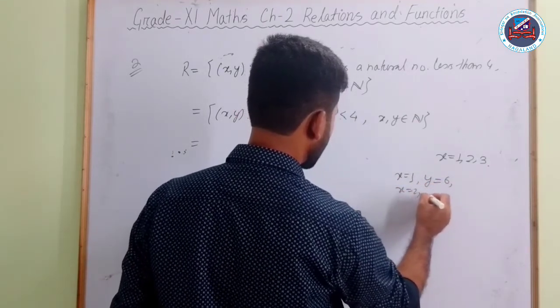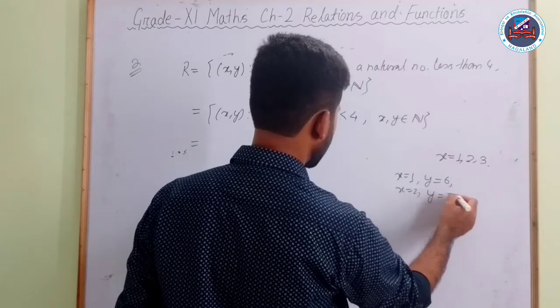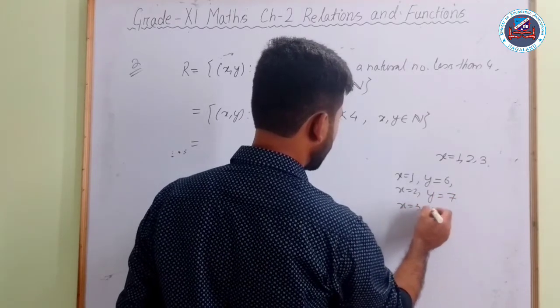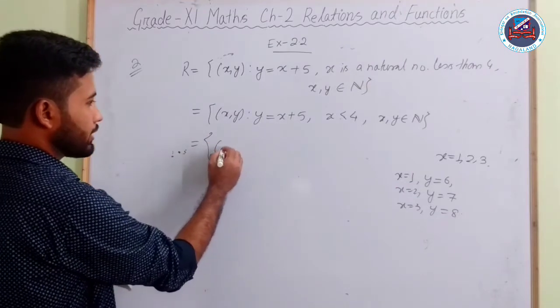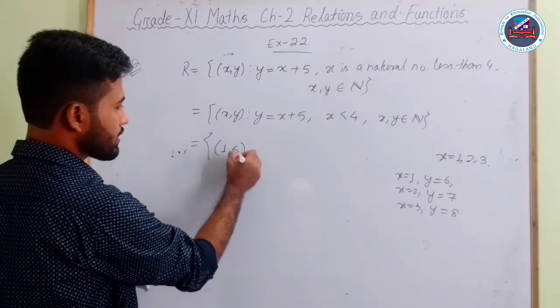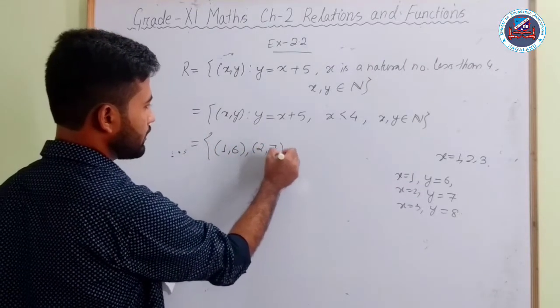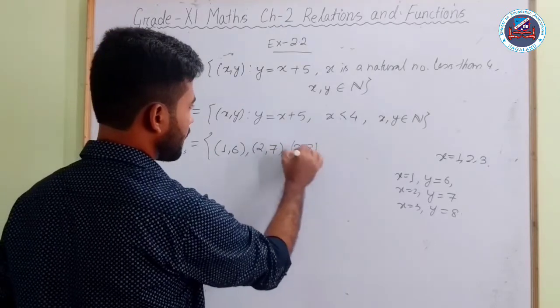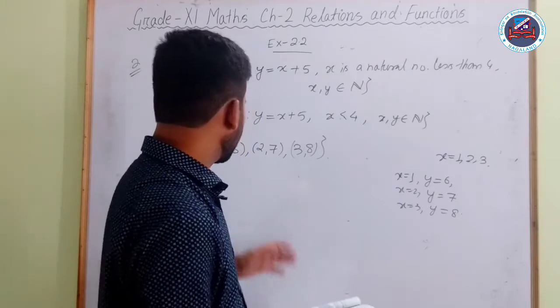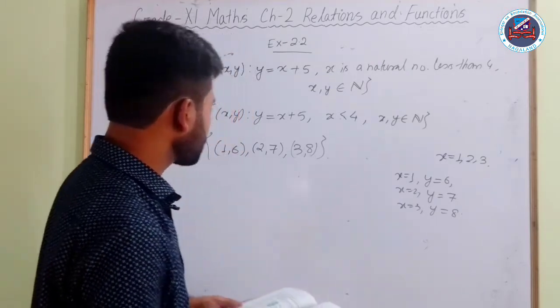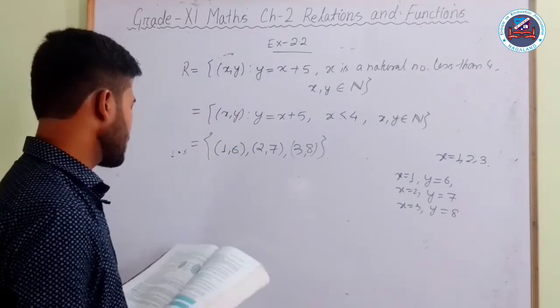For x is equal to 2, we have y is equal to 7. And for x is equal to 3, we have y is equal to 8. So in roster form, we shall write the elements as (1, 6), (2, 7) and (3, 8). Fine. So this is how we have got the relation in the roster form.